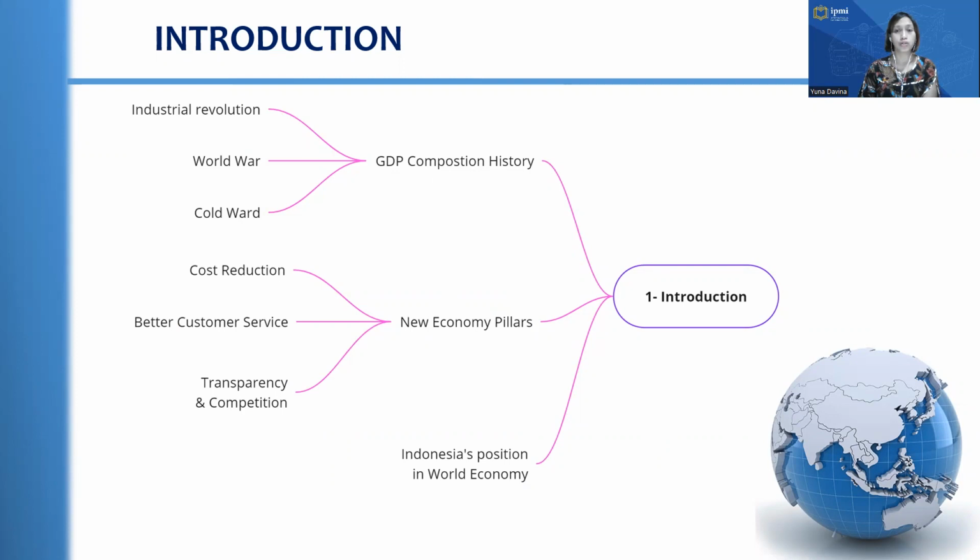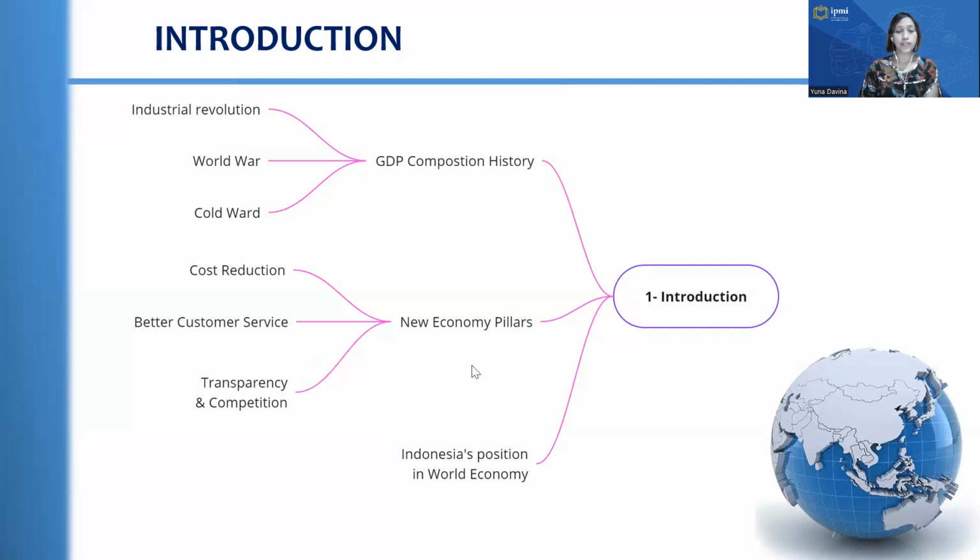When we are talking about the new economy, there are 3 pillars that support it. First is cost reduction. Cost here means the interaction cost and also the transformation cost. Second is better customer service, because nowadays the customer has more options. There's also the concept of anytime and anywhere, just one click away, that supports better customer service. And then there's transparency and competition. With information nowadays readily accessible from anywhere, it is important for businesses in the new economy to be transparent to win the competition.